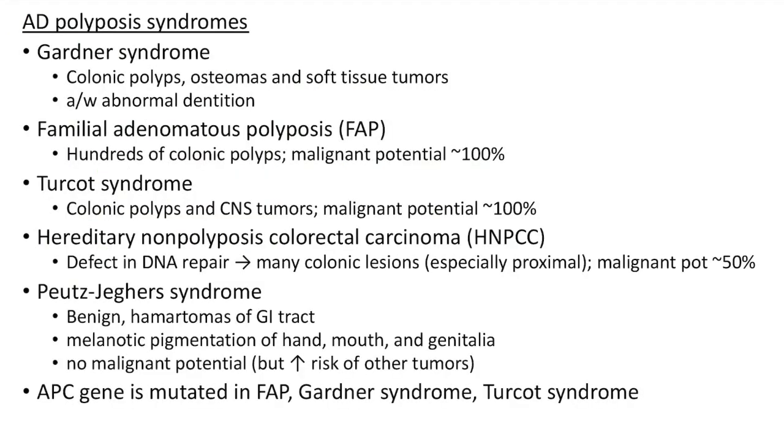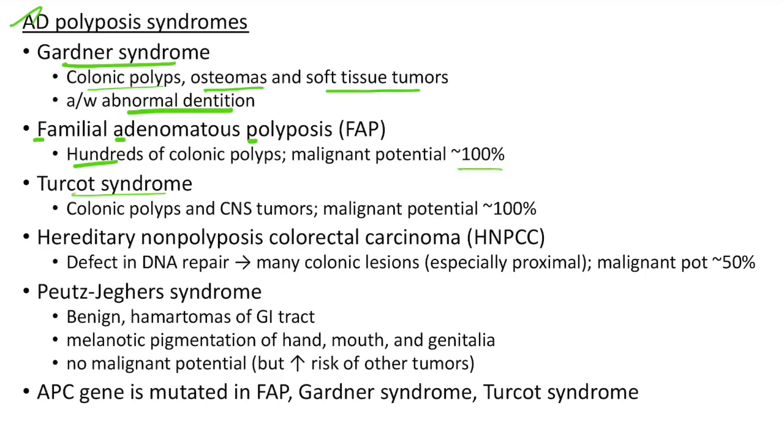Now let us discuss about autosomal dominant polyposis syndromes. In Gardner syndrome, there are colonic polyps, osteomas, and soft tissue tumors. It is associated with abnormal dentition. Now let us see about familial adenomatous polyposis or FAP. In this case, there are hundreds of colonic polyps. The malignant potential of FAP is around 100%.